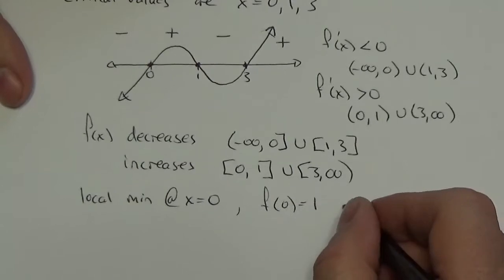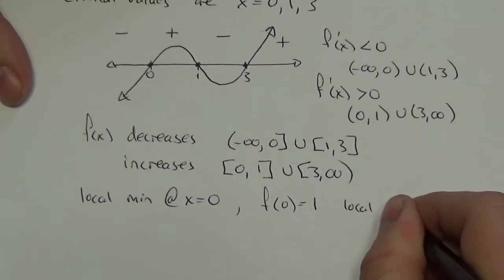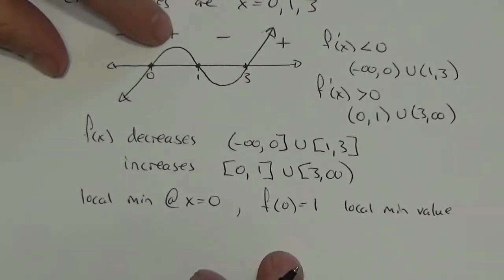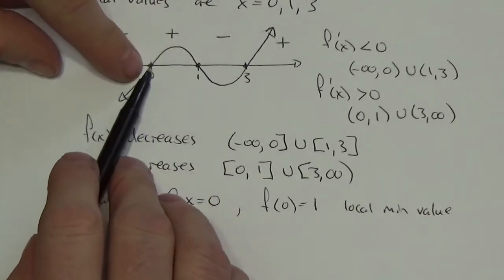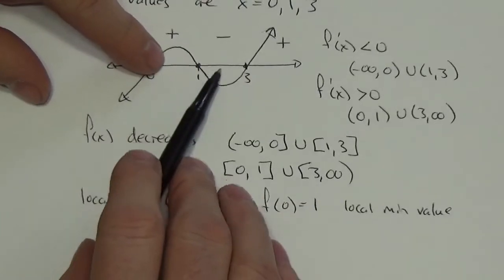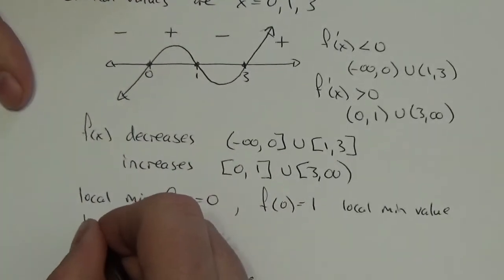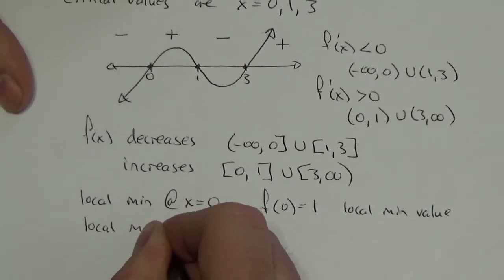Okay, so this right here is our local min value. That's what the question was actually looking for. At 1, we're increasing to the left of 1 and decreasing to the right, so we're going up to 1 and then coming back down again. That makes that a local max.